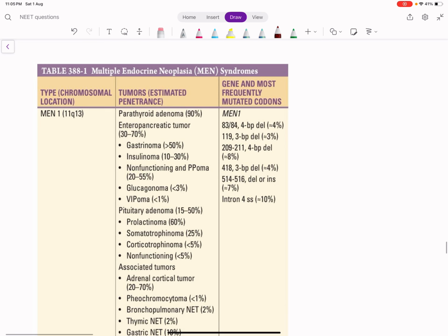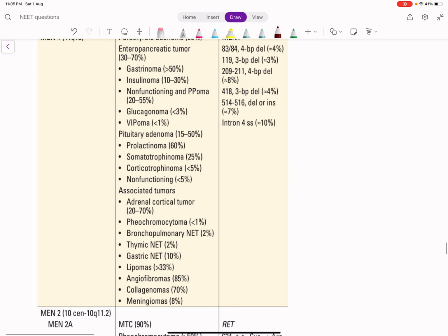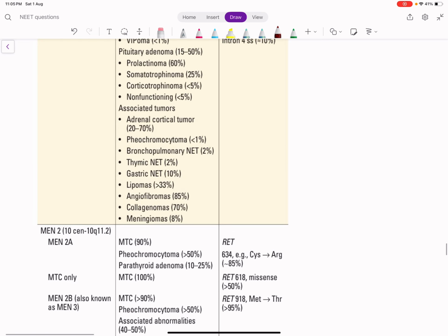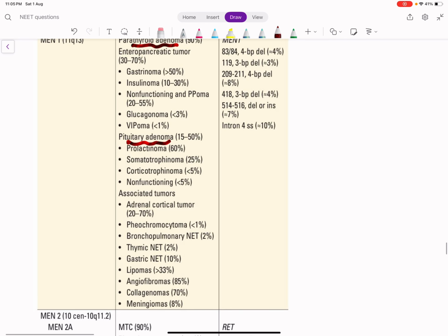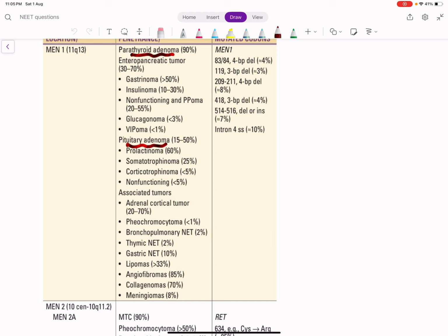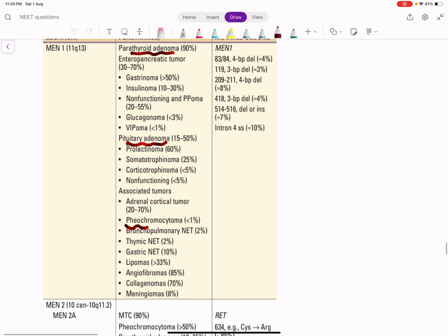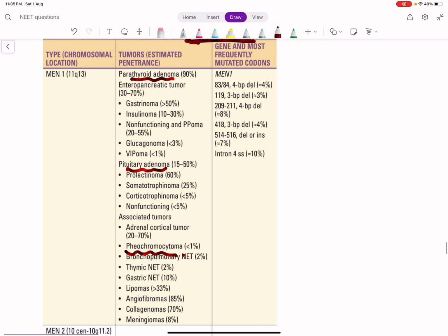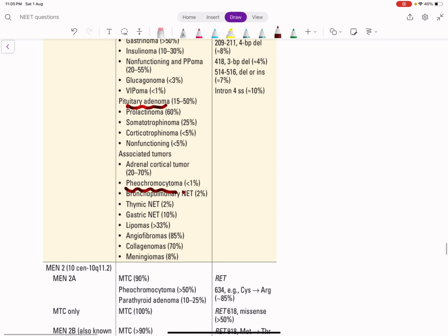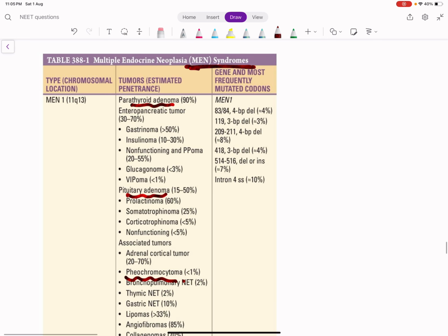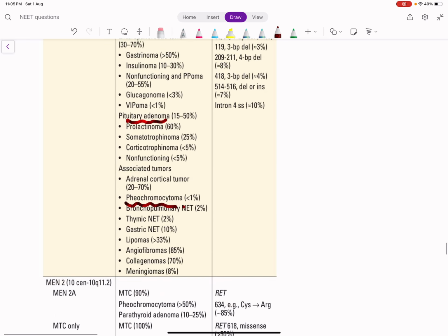Similarly, there is something called MEN syndrome. We have MEN 1, MEN 2, MEN 4. So MEN 1 is multiple tumors. So there are parathyroid, pituitary, and pancreatic. So 3 P's you can think here. Pancreatic, pituitary, parathyroid. Other tumors also can be there. MEN 1 is due to the MEN 1 gene.